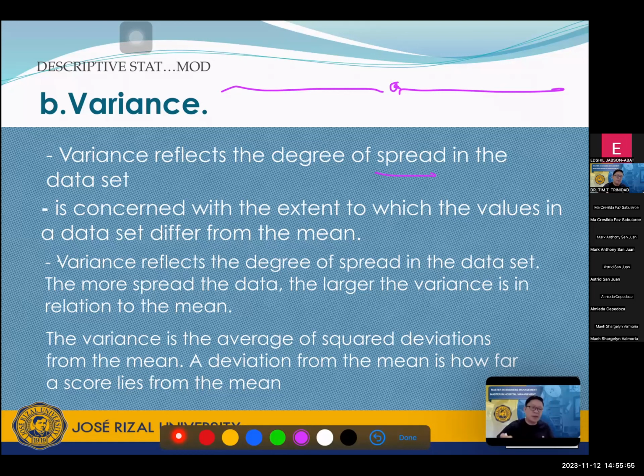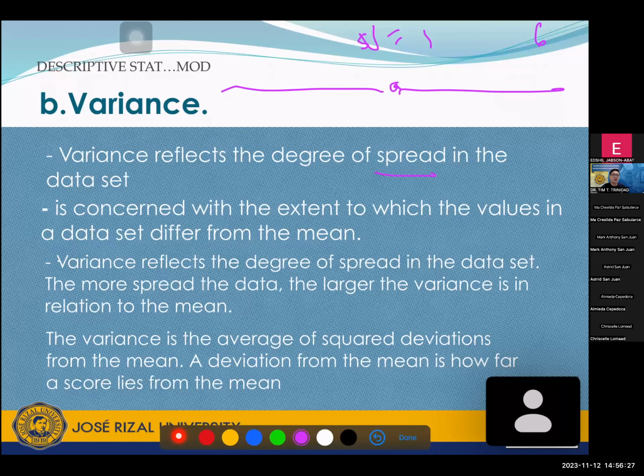So it is expected that if you have a higher value of your variance, compared to 1 and 6, which is more variable, which is more spread out? 1 or 6? Anybody? Hello? What is more variable? 1 or 6? 6. Okay. So, meaning to say, the higher your variance, the more your data is being spread away from the center.